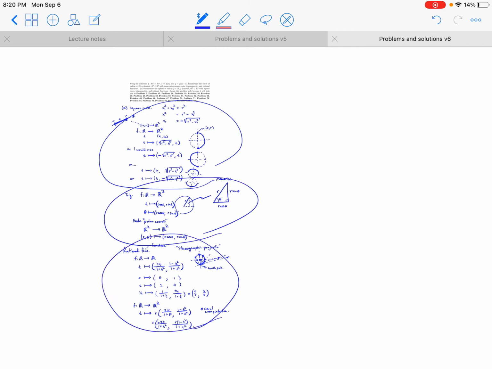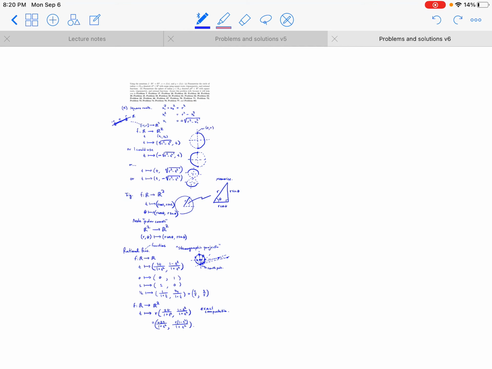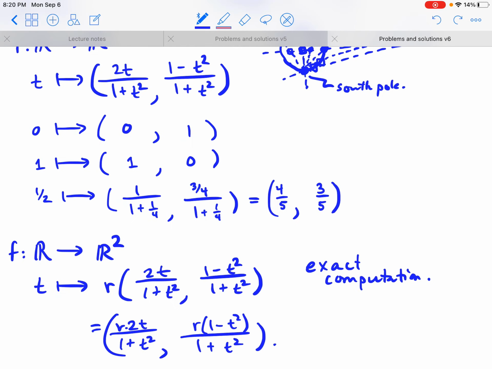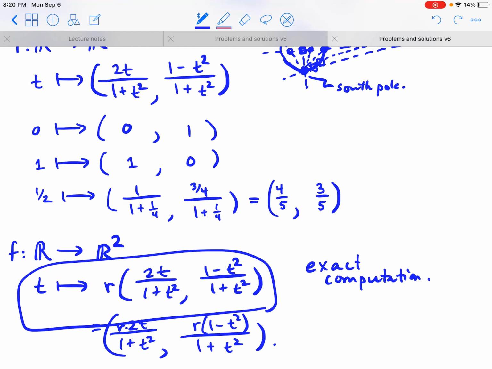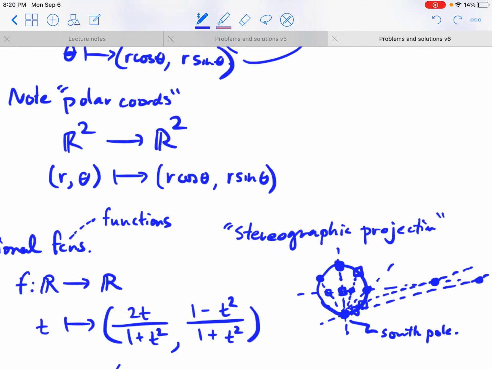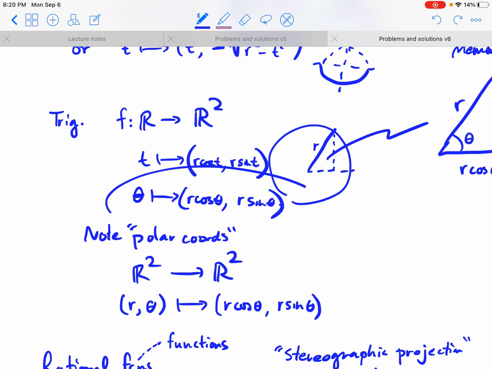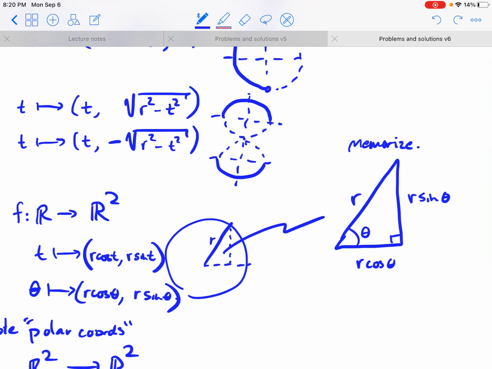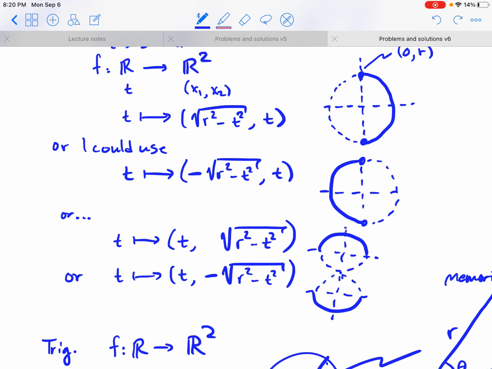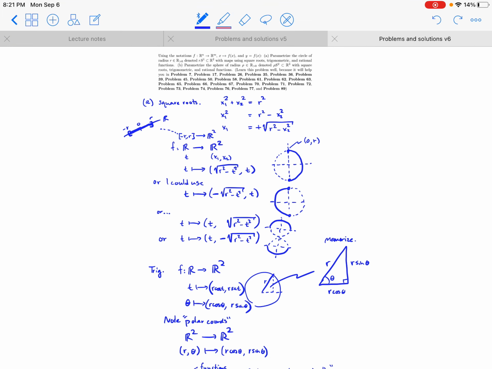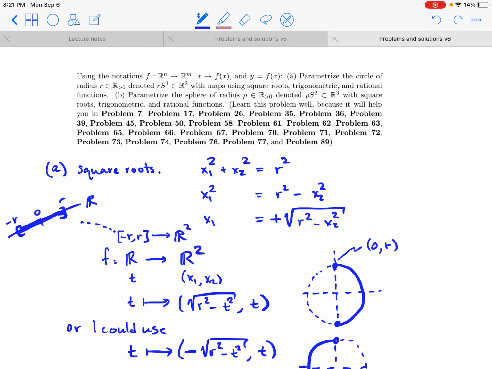Okay, so there's the square roots, the trig, and the rational functions. You just need to know the maps. So this map, and this map, and really just one of these maps. And you're only parametrizing a part of the circle, but that's sort of the point. Okay.